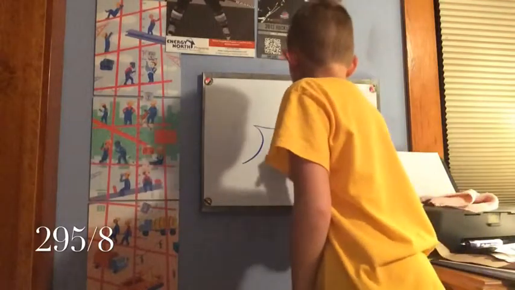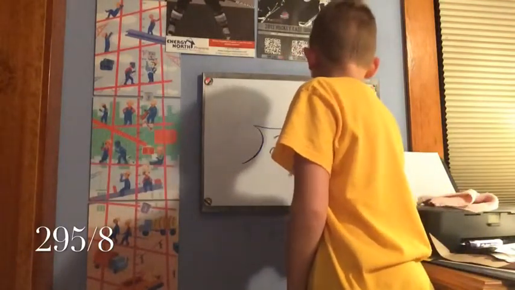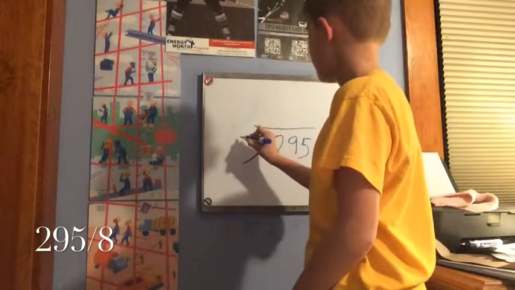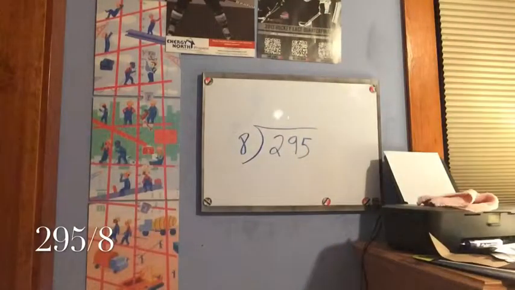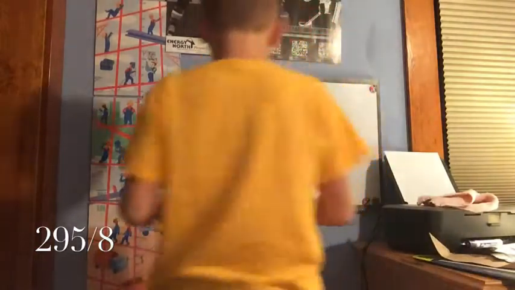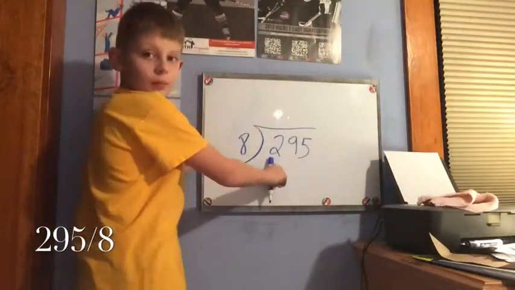So the first equation we're going to do is 295 divided by 8. Simple, right? Just look at that for a second and you're like, how do we do that? First step, we're going to start with the 2.